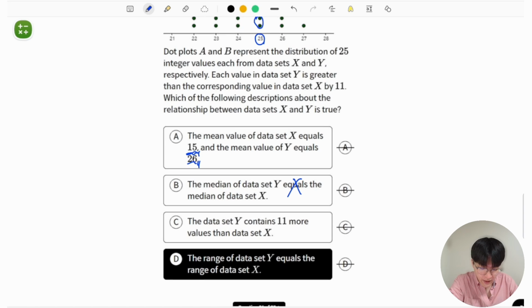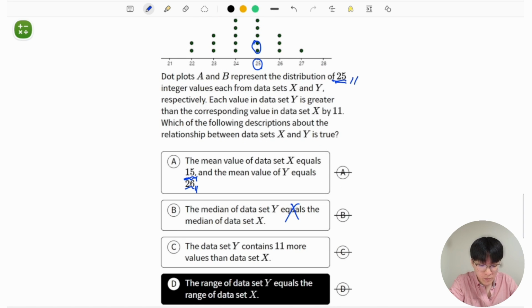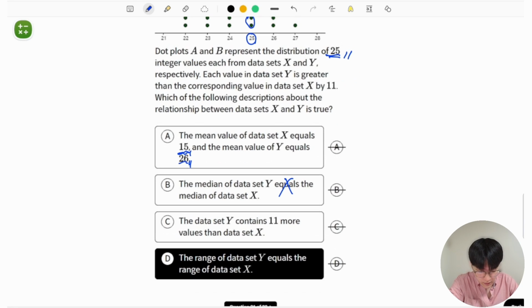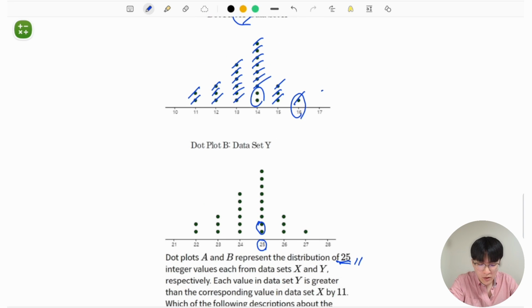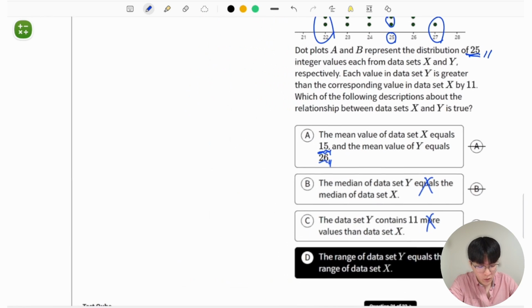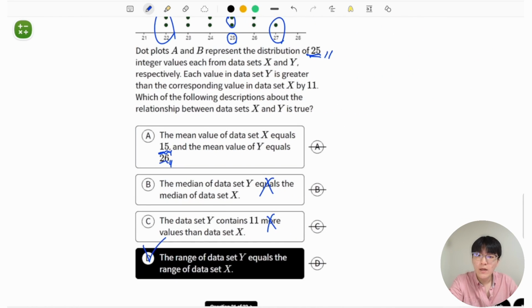So that's wrong. The data set Y contains 11 more values than data set X. It says in the question there's both 25 data points. So that's incorrect. More values is incorrect. Answer choice D, the range of data set Y equals the range of data set X. How do you find the range? You take the biggest number and the smallest number out of the bunch and take them away. And we get the range is 5. Likewise here, it's also going to be 27 minus 22, which is 5. And therefore, we get our final answer. Answer choice D.